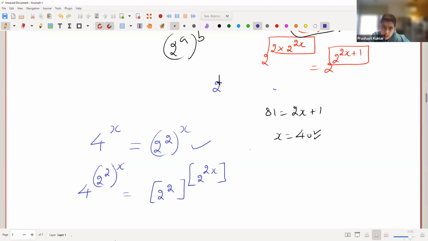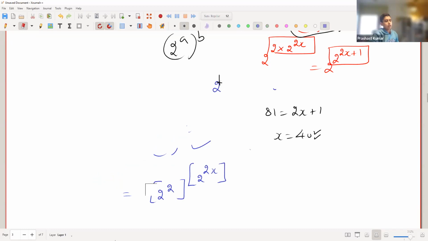Wait, sir, I don't understand. Which part? If I break down 4 as 2 power 2, then I'll have to put brackets around that to safeguard it, correct? That's exactly what I'm doing. When I break down 4 as 2 power 2, I'll have to enclose it with the bracket. But sir, we don't understand how we jump from 2 to the power 2 to 2 to the power 2x, how we jump from that to 4x is equal to 2 to the power 2x.